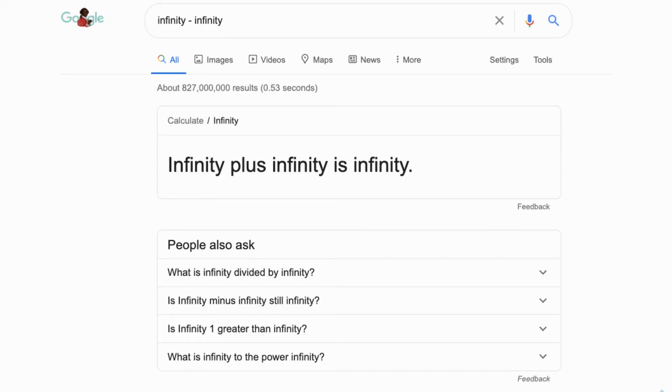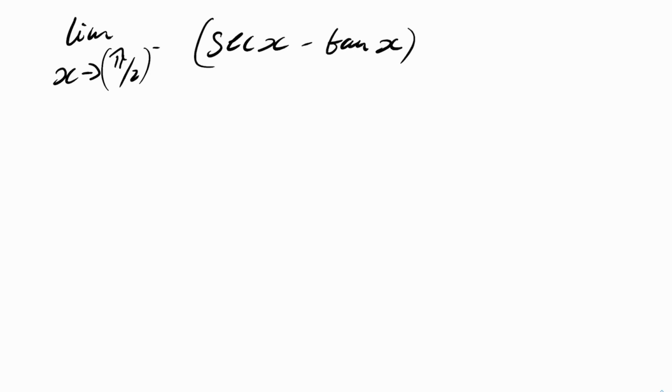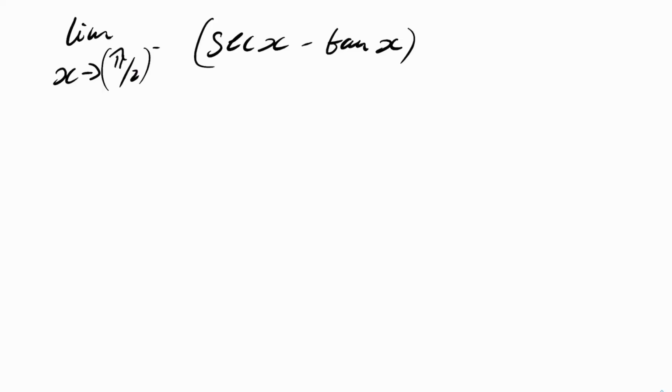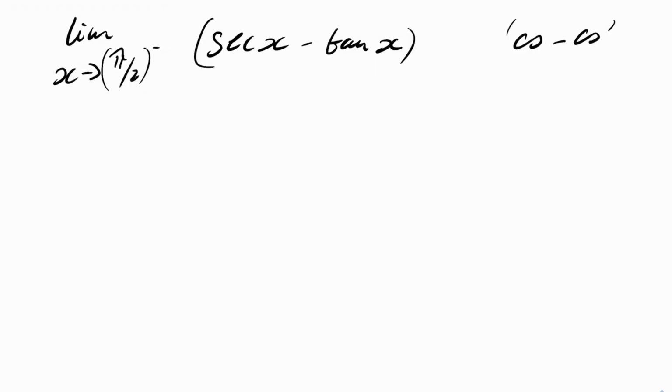We can sometimes use this to simplify limits when we have infinity minus infinity. We don't know what that's going to go to in general, but with a bit of simplification we can figure it out. Let's try the following. Let's calculate the limit as x goes to pi by 2 from the left-hand side of sec x minus tan x. These are both heading off to infinity, and so we have infinity minus infinity is the form. We can't use L'Hopital's rule at the moment, but we can simplify this.